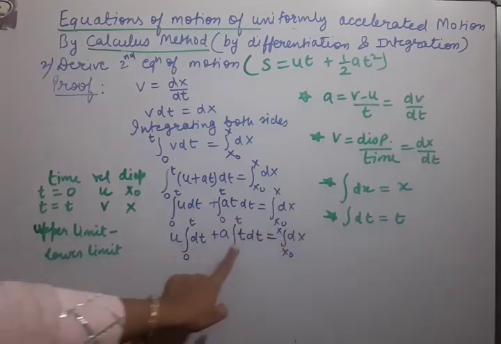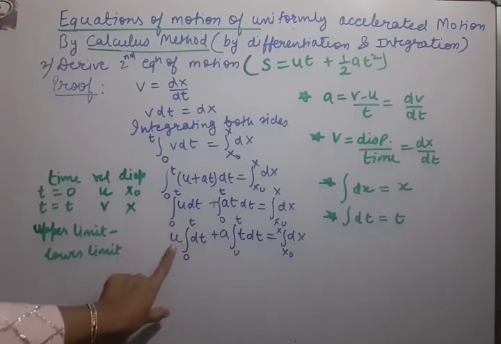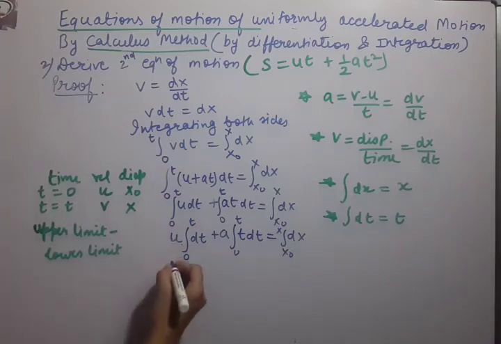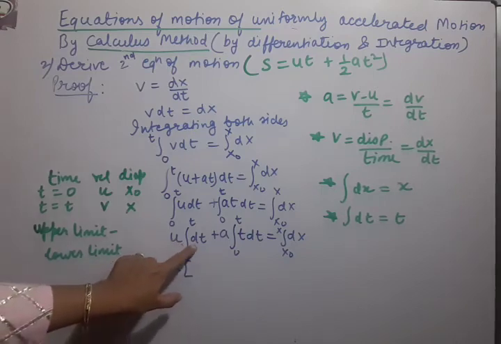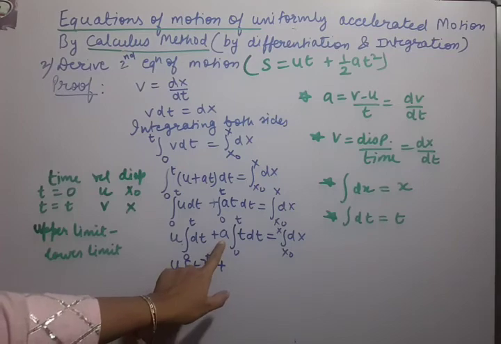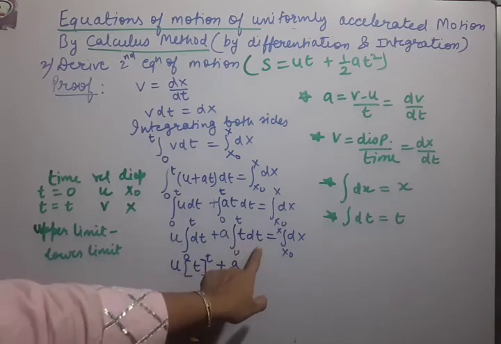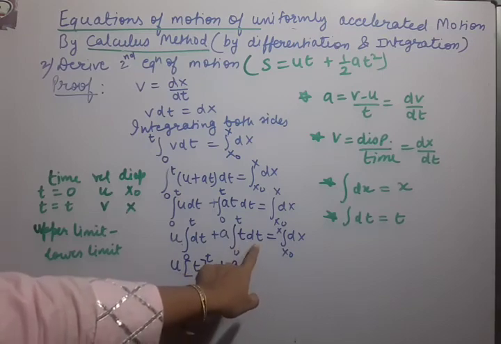So I have now proceeded to this step. After that, let us do the integrations one by one. U is out. Integration of dt is t, so in the square box put t. The limits should be 0 to t. Plus, next step, a outside. Now what is the integration? t dt integration.